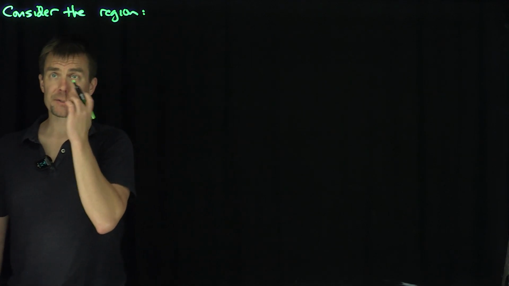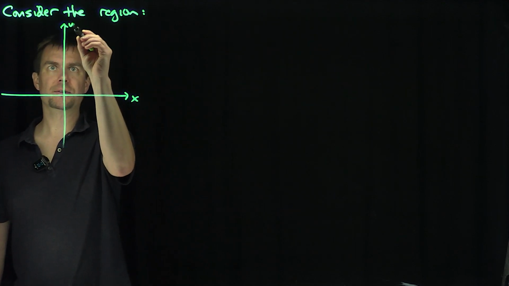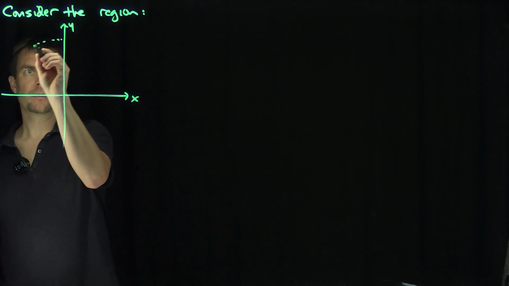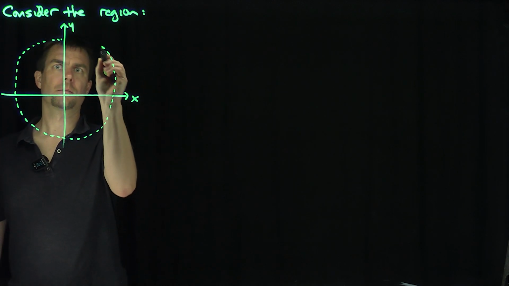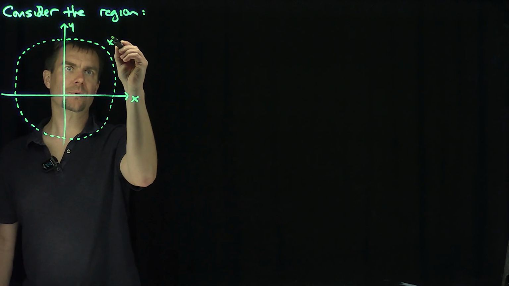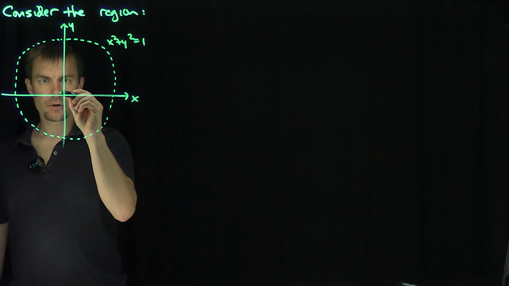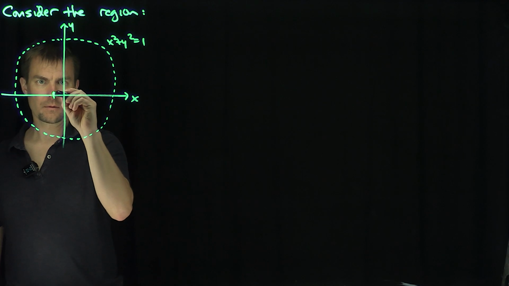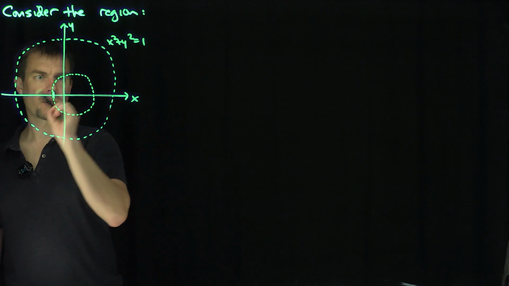I'm going to draw it because it's easier to see if we draw it. Here's the x-axis, here's the y-axis, and then here's the unit circle. That's the unit circle, x squared plus y squared equals 1. And then I'm going to draw another circle over here. So it's not quite centered, as we can see from this.